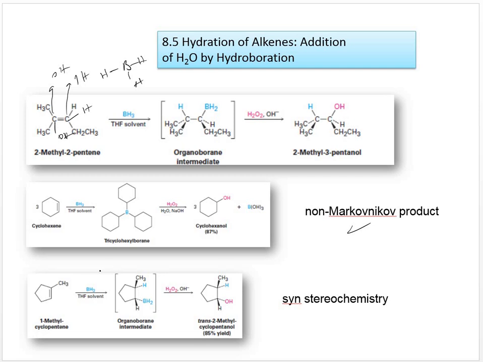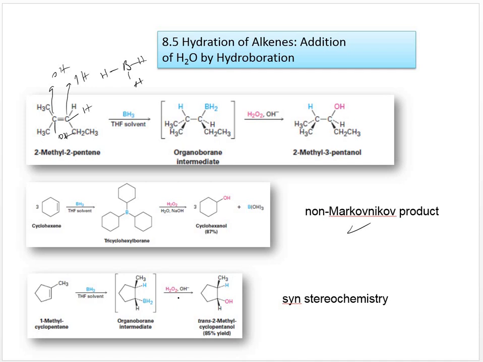Second, if you have cyclic alkenes, what happens? We also have a stereochemistry selection, or stereoselectivity. The reaction is stereoselective. What does it mean? Hydrogen and BH2 are added from the same side of the cycloalkene, either from the top face or from the bottom face.